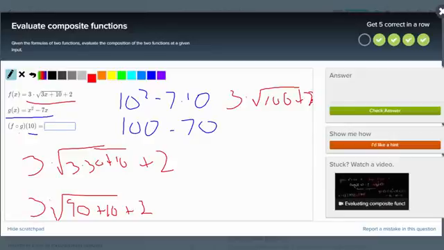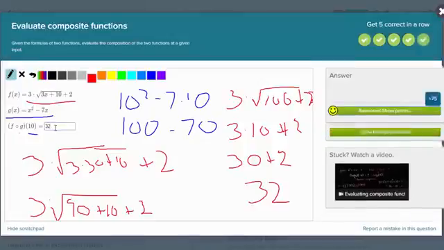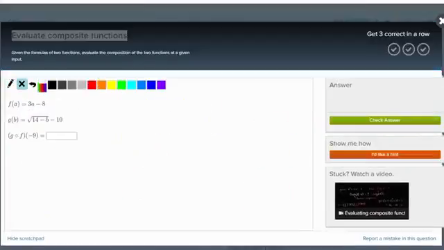Square root of 100 is 10. 3 times 10 plus 2. I do times first. 3 times 10 is 30. 30 plus 2 is 32. Oh, I got to type it in. I was going to go, okay, let's go. 32. Boom. All right, now I'm going to do one more.